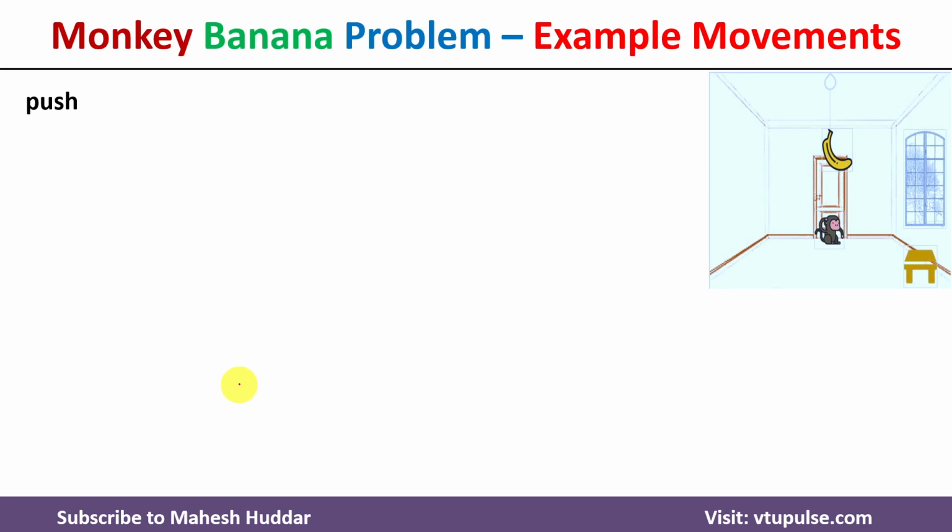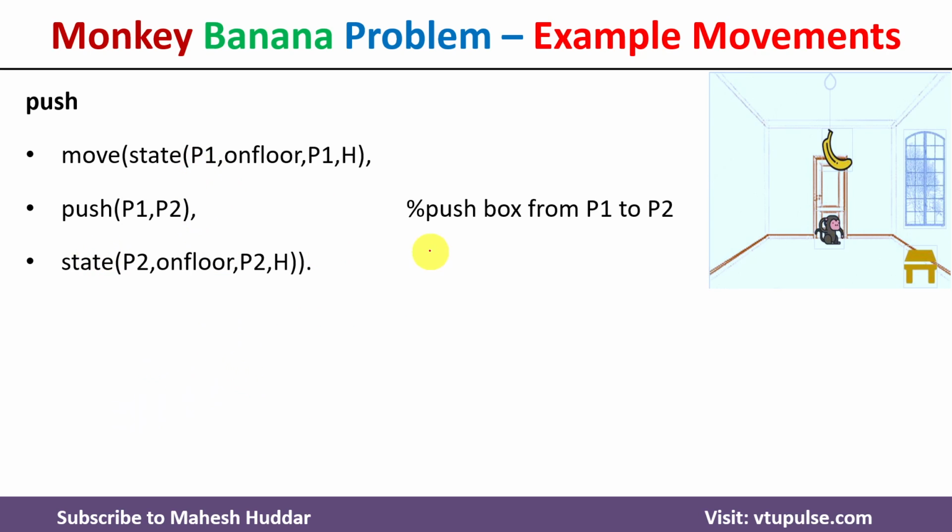Coming back to the next move, that is push. Whenever push is to be executed, what should happen here is the monkey and the box both should be present at the same position. So that's the reason you can see here P1, P1. Both of them are present at the same position, and the monkey should be present on the floor. Whenever it is present on the top of this box, it cannot execute push here. So the monkey should be present on the floor here, and whether the monkey has a banana or does not have a banana, that doesn't matter here. So that's the reason the last component is H in this case.